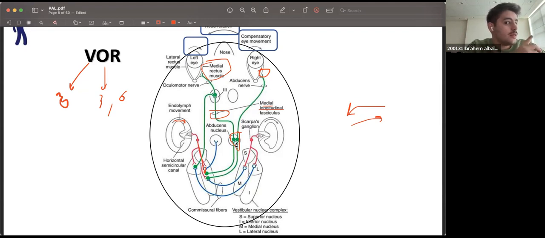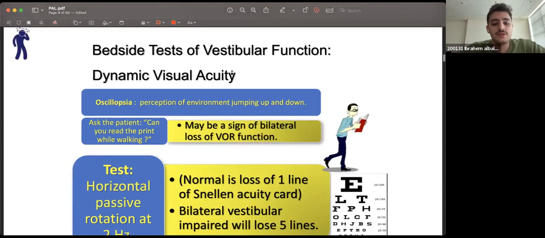And then they're going to correctively move their eyes to look at the screen. While a normal person, he's looking at the screen, you turn his head, his eyes are still looking at the screen due to this reflex, okay? This is more explained here.